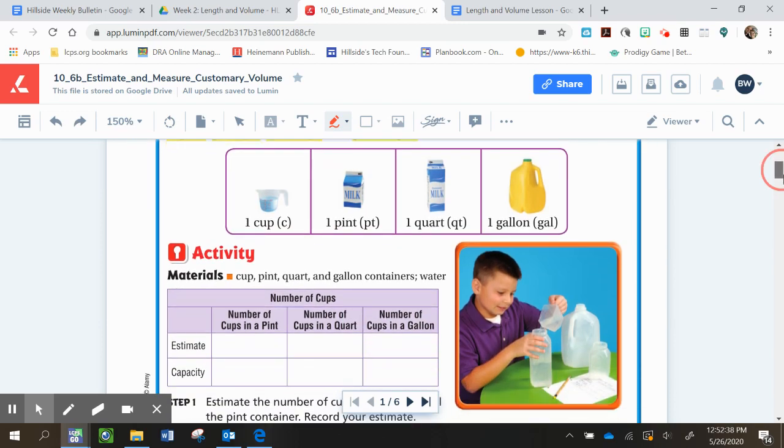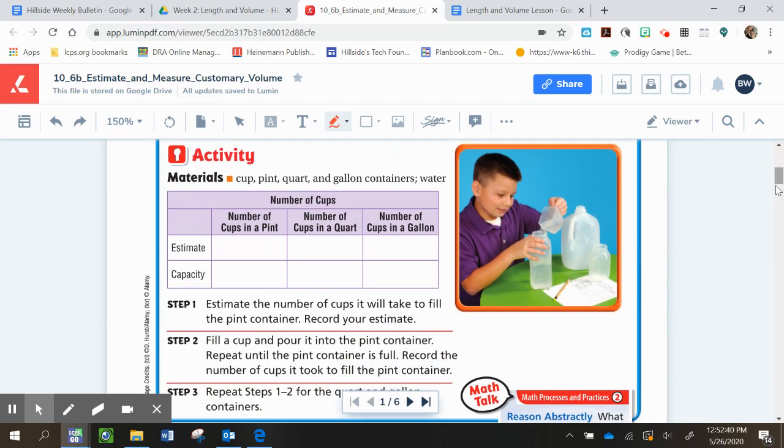Scrolling down, there's an activity. This is something you can do at home if you'd like. You could work with your parents to see if you could collect a gallon of milk. I'm sure you have a cup measure and a pint and a quart. And what they do here is you're working to pour water in to see the conversions and see how many of each fit in each.